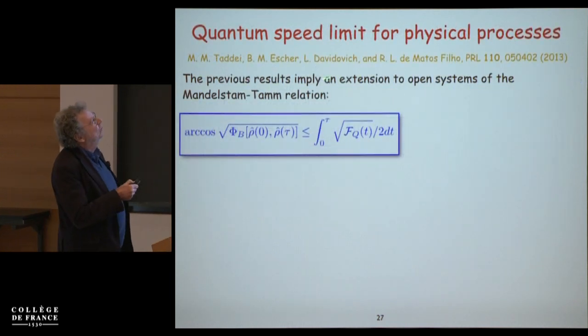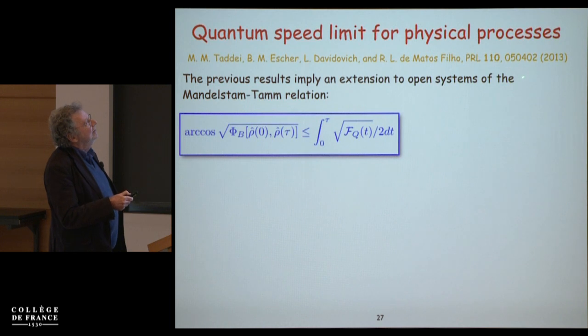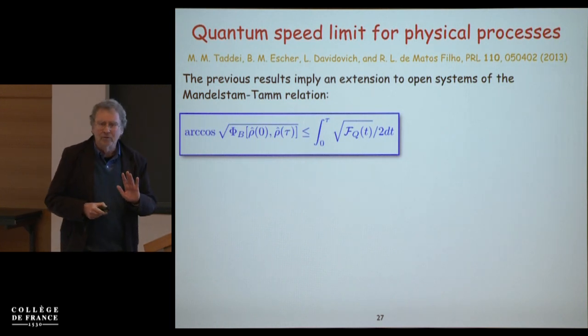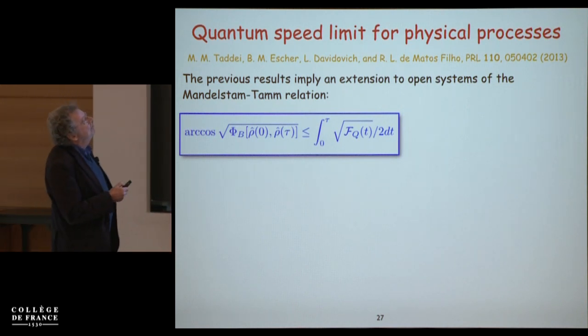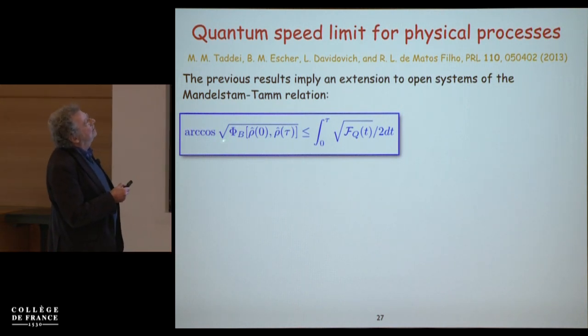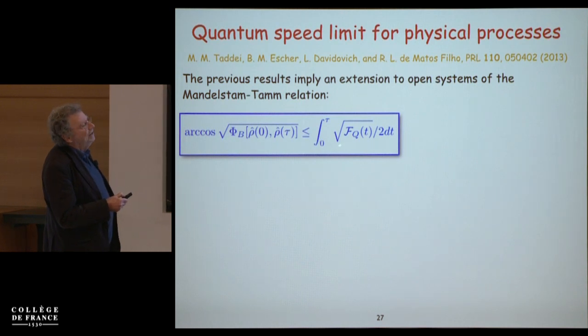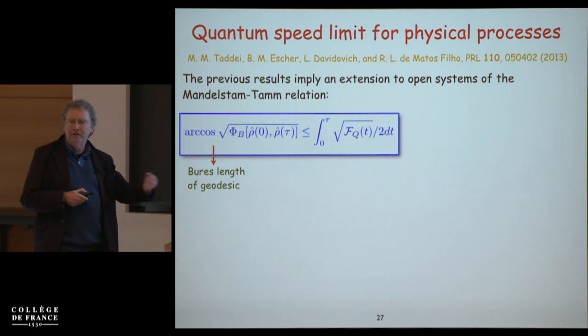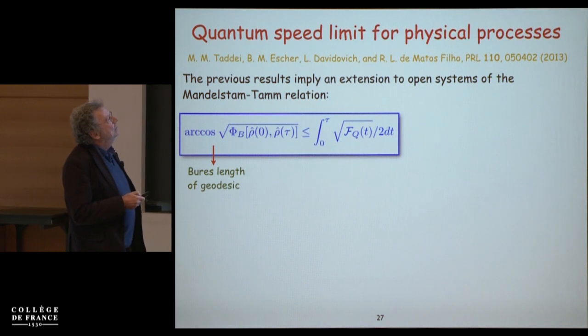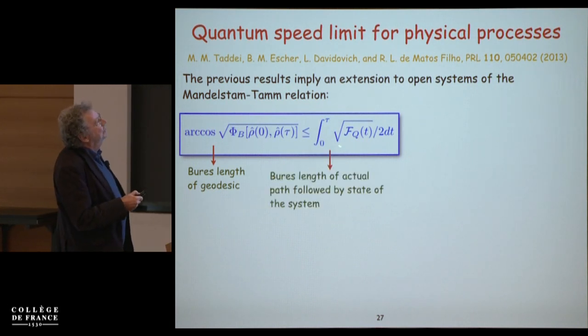There are calculations in this paper here, but I'll give you a derivation without any calculation, just using the concepts we had before. You see, we now are replacing the Mandelstam-Tamm relation by this expression here. And let us understand what this means. This, as we saw before, is the Bures length of the geodesic between the initial state and the final state. While this term here is the Bures length of the actual path followed by the state of the system.